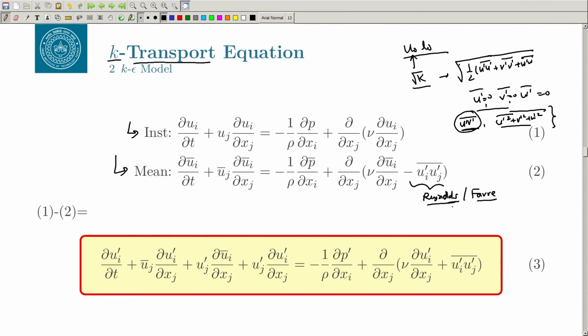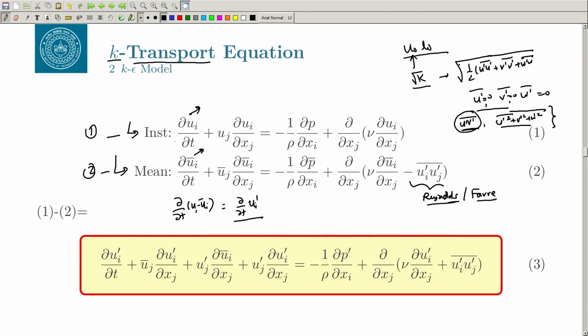Now, we want an equation for the fluctuations, right. So, what we can do, if this is my 1, and this is my 2, I do 1 minus 2. This is my partial t of u_i, minus partial t of u_i bar, which is nothing but partial t of u_i prime, right. So, we will get an equation in terms of u_i prime.